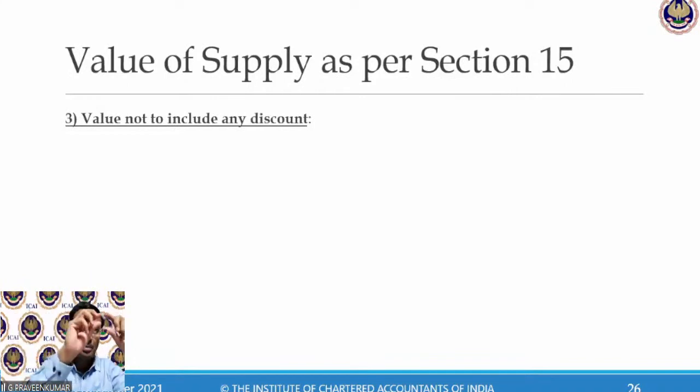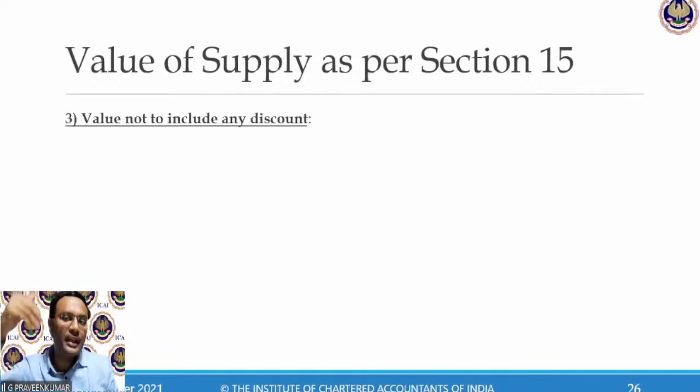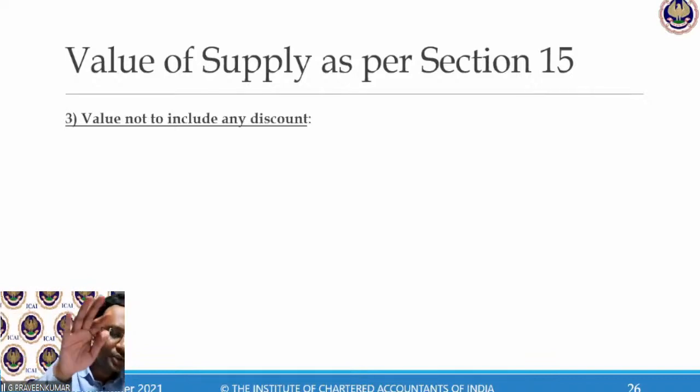I'll say professional fee rupees 5,000. Reimbursement as pure agent, within brackets, ROC fee paid 300 rupees. Value of supply as per section 15: I'll say 5,000, on which I'll charge appropriate GST. This is my exclusion of pure agent in relation to inclusion under subsection 2.